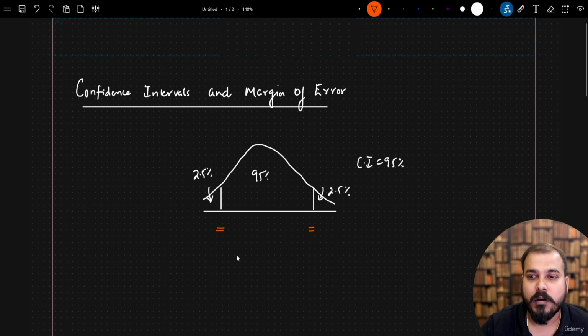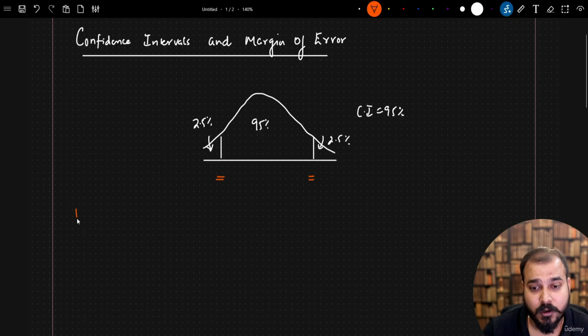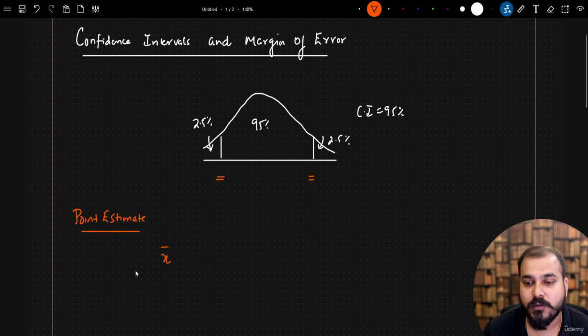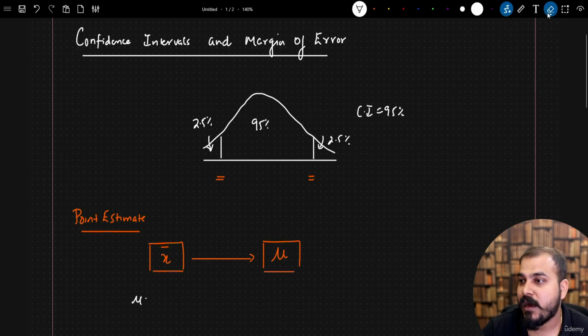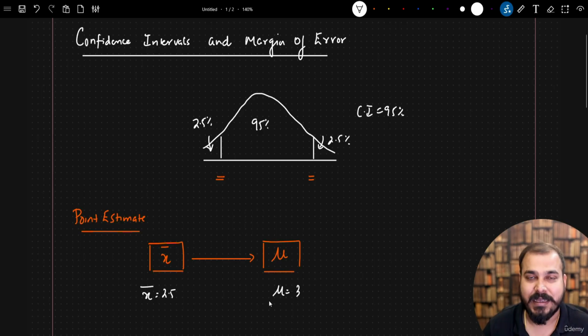In this scenario, I think we have discussed this topic also, which is called point estimate. If I have an X bar value, this is my sample mean. X bar is the point estimate to estimate the population mean. Now in this case, let's consider my X bar is 2.5 and my mean is 3. Now 2.5 is less than 3, right?